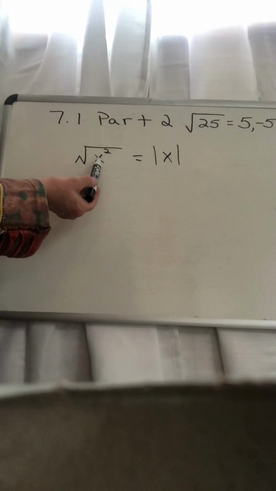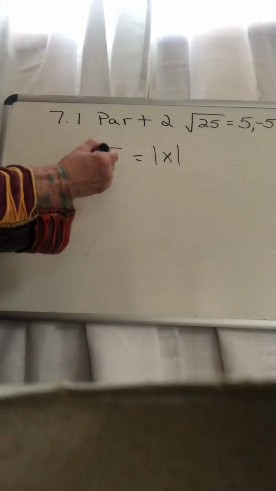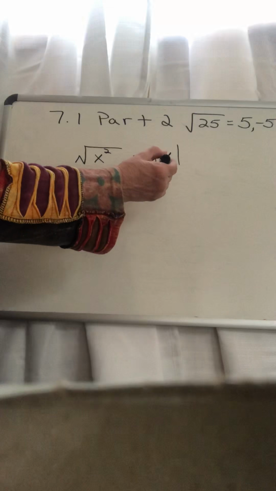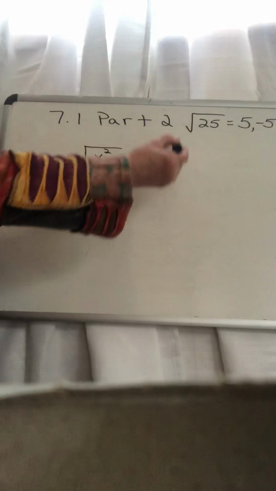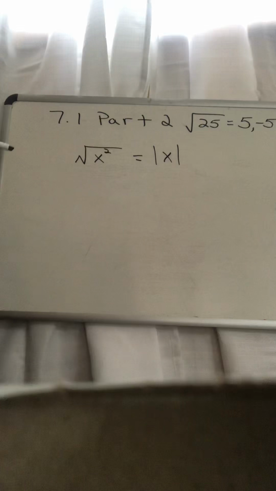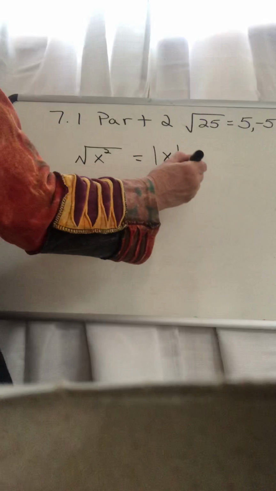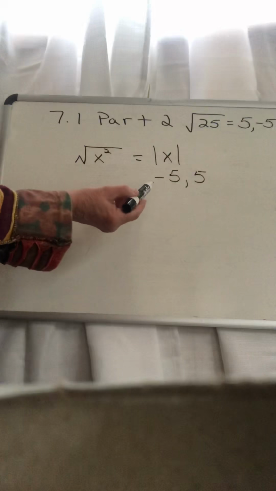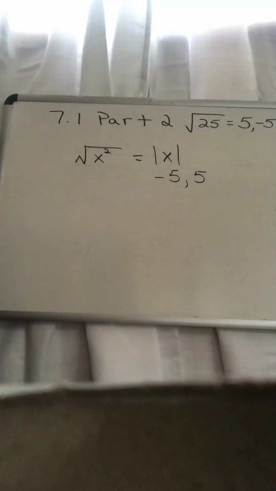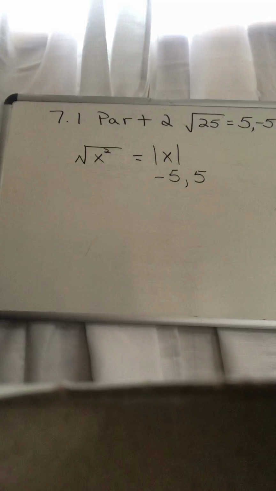Because we don't know what this number is, the x squared, when we take it out of the radical sign it becomes just the x, but we put the absolute value bars around it. That means this number could be a negative 5, or maybe a positive 5, but because we don't know the value, we use the absolute value bars. Okay? All right.